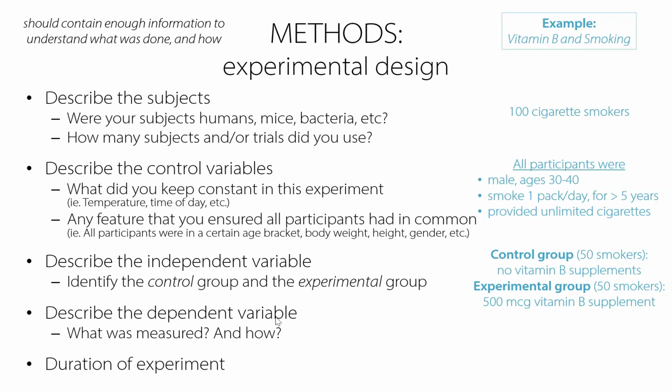Now, if we think vitamin B affects the amount a person will smoke, then our dependent variable is how much the person smoked. How can we measure that? By simply counting the number of cigarettes they smoked each day. Let's say this experiment lasted 6 months.